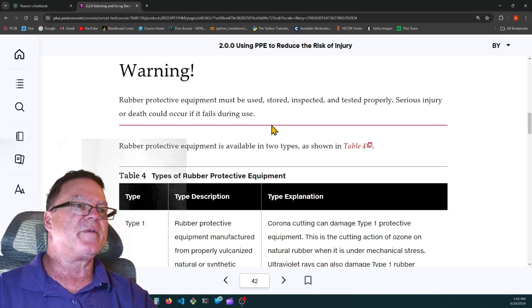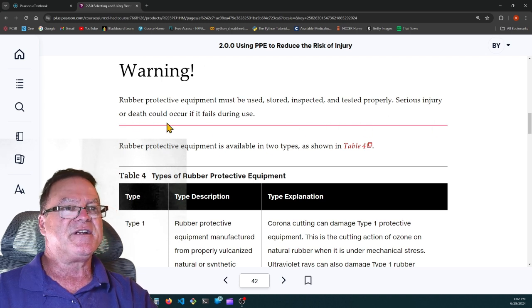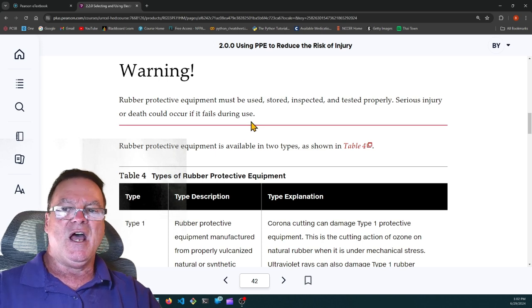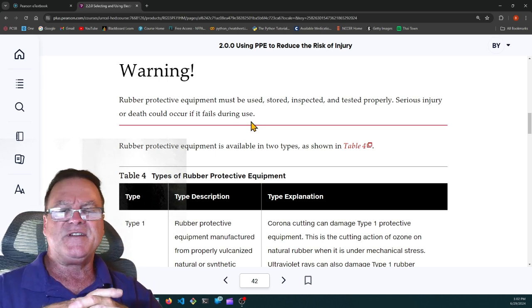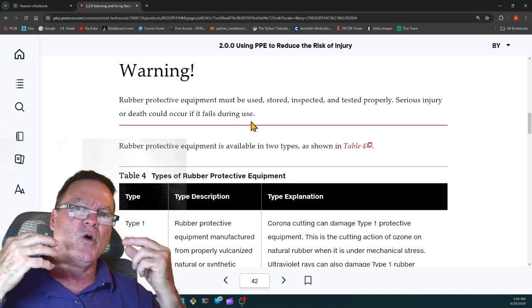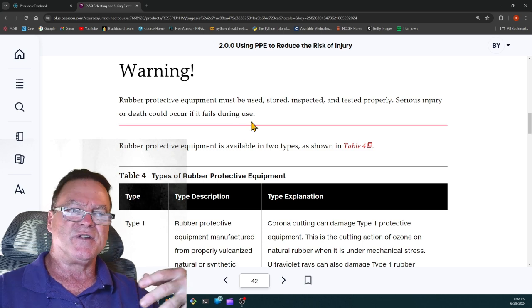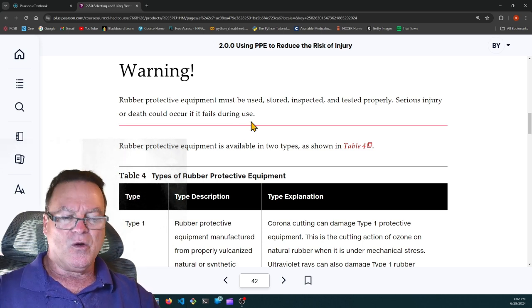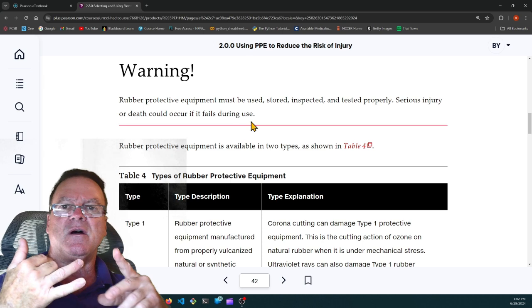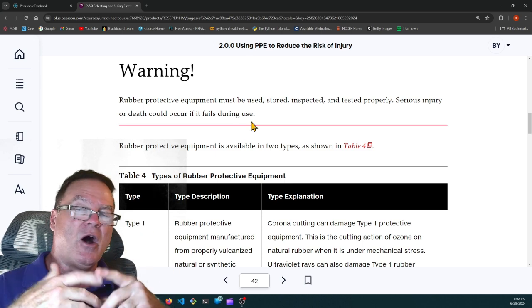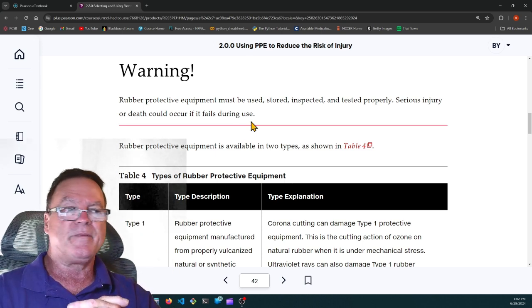Warning: rubber protective equipment must be used, stored, inspected, and tested properly. Serious injury or death could occur if it fails during use. With electric gloves, safety harnesses, things of that nature, you don't put them in the toolbox with other tools. You'll have a big job box where all the tools, the circular saws, hand saws, personal tools, screwdrivers, hammers, all of those go in the job box.